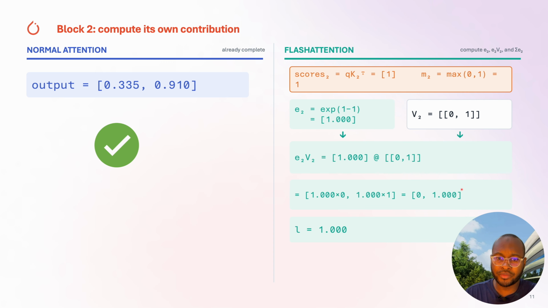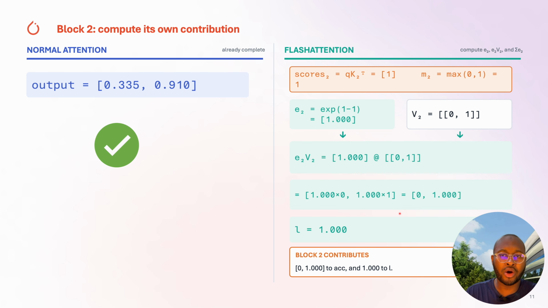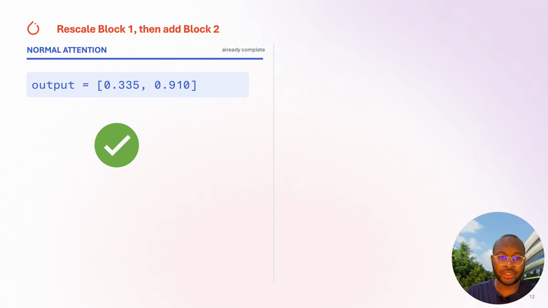Okay, after multiplication we get this, and for building denominator 2 for block 2, the summation, we just have to take the summation to get this. So this will contribute to our running accumulator. This will contribute to our running denominator. So normal attention is done.